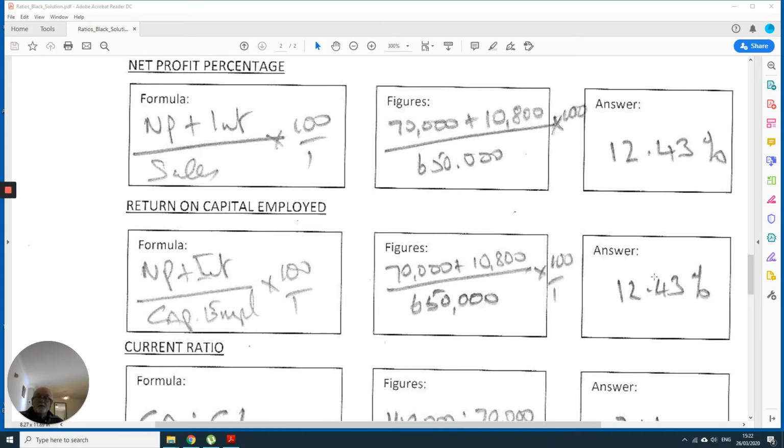Two observations about the return on capital employed. We'd like to compare it with last year's figure, which we don't have, but let's pretend last year's was 10%. We would say that's a 24.3% improvement in profitability. Check those figures out, please.